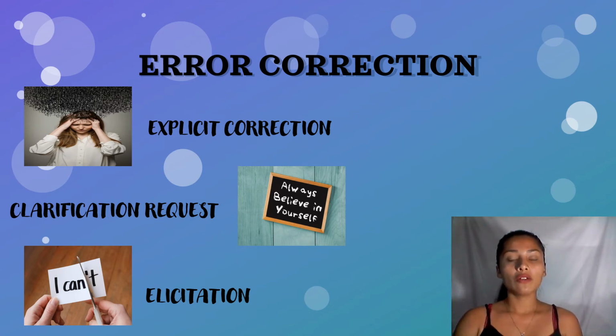According to A.L. McLaughlin, there are some error correction strategies that I would like to use in my classes. For instance, the explicit correction. The teacher explains what the error of the student was. It is very important because students need to know what they are doing wrong and how to correct the errors.